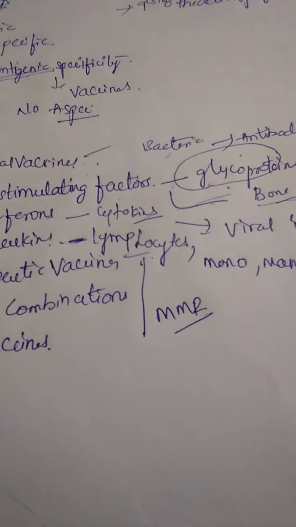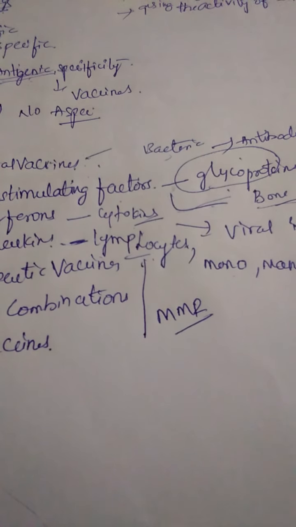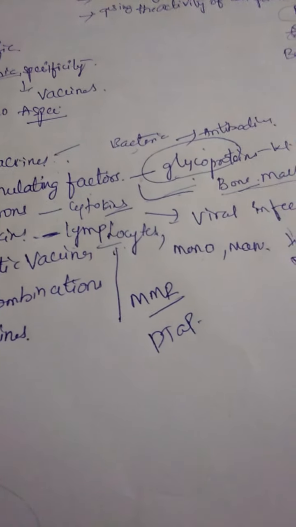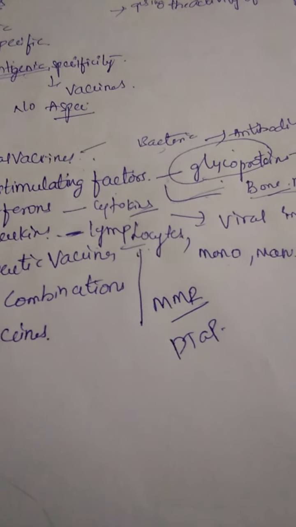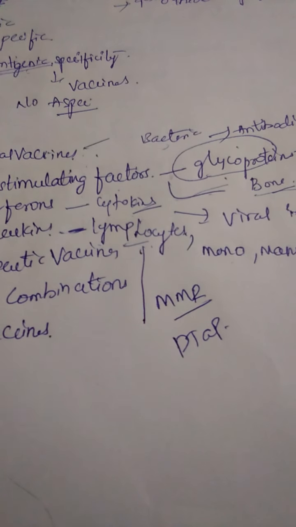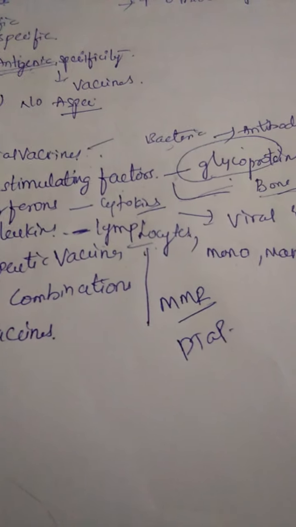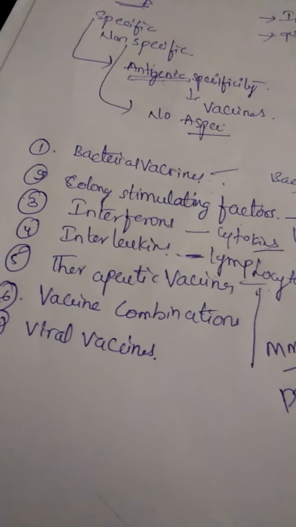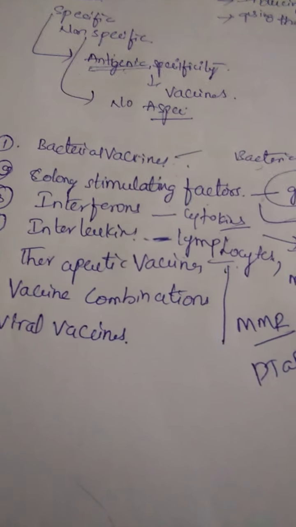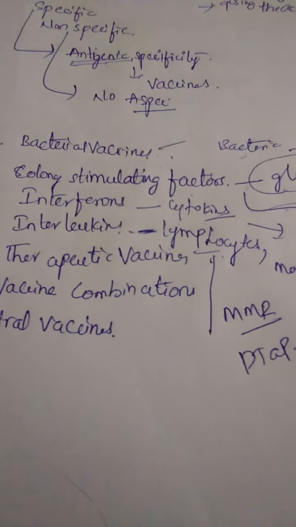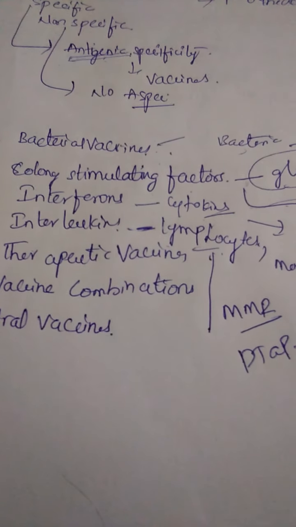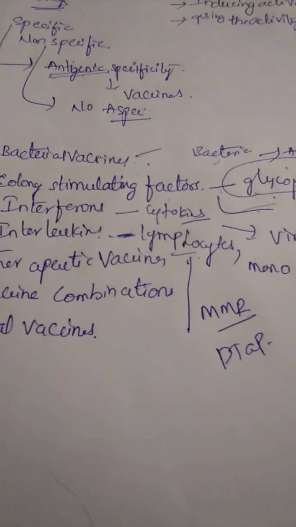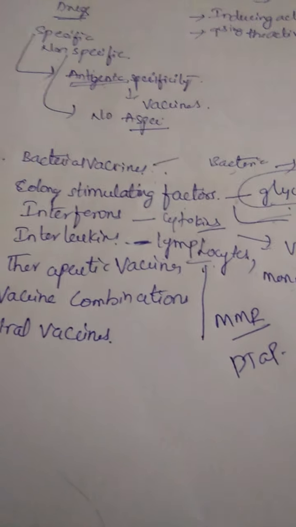MMR means measles, mumps and rubella vaccine, and the diphtheria, tetanus and pertussis vaccine is also there, that is DTaP. Some combination brand names are Comvax, Tririx, Kinrix. All these are combination vaccines. With these combination vaccines, the side effects are swelling or pain at the site of injection.